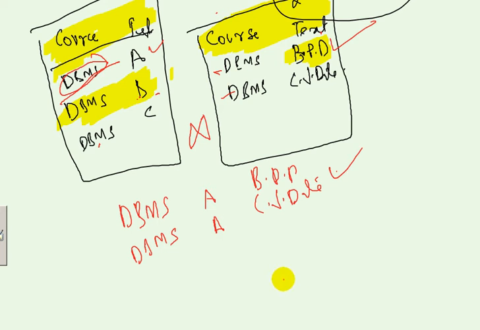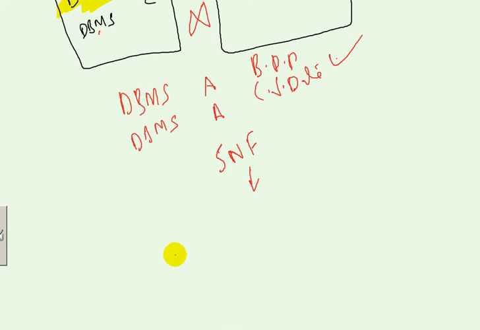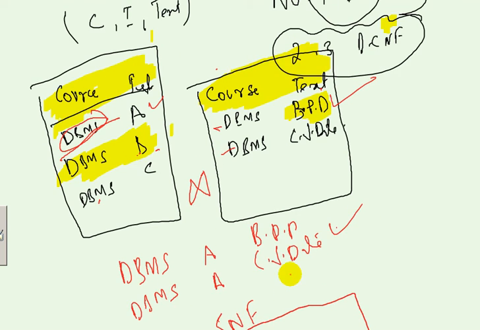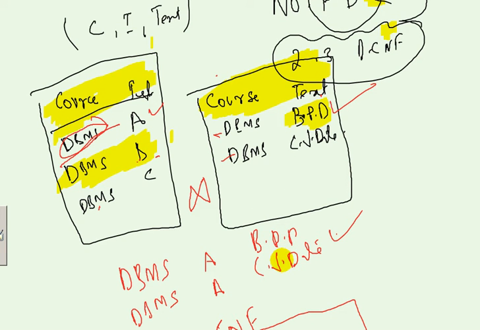But basically it still has a problem, because I'm not getting my original information correctly. So this is what is called a 5NF problem, which we say is a join dependency. If you are trying to join the two tables, you are getting information which is not exactly what the original table was. The information of your original table is not coming back, okay?